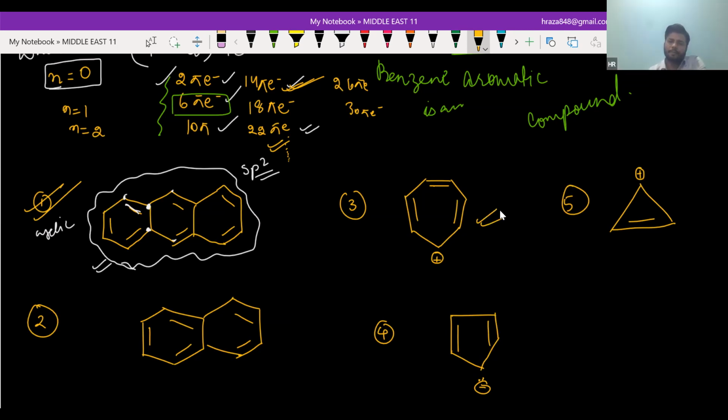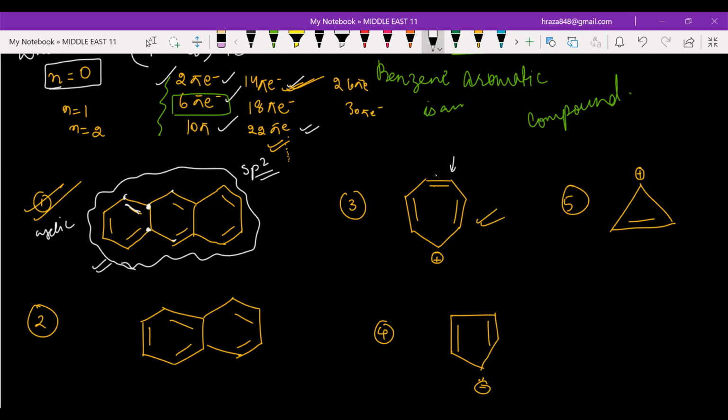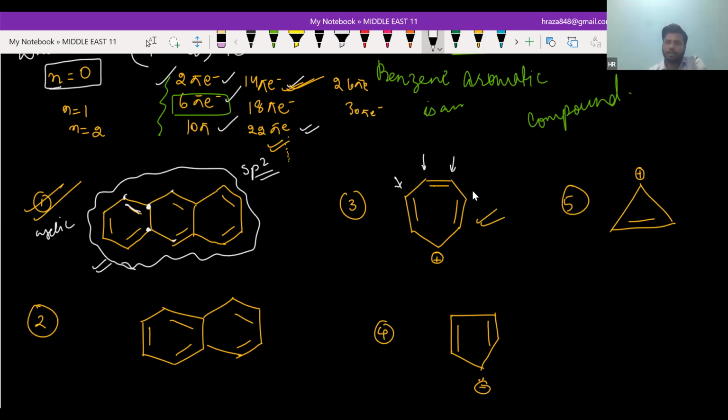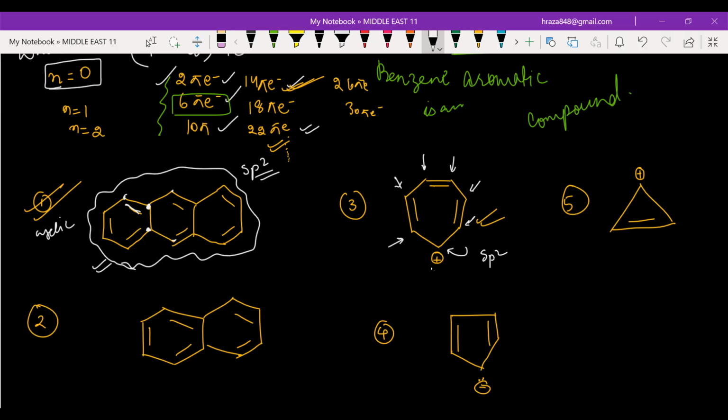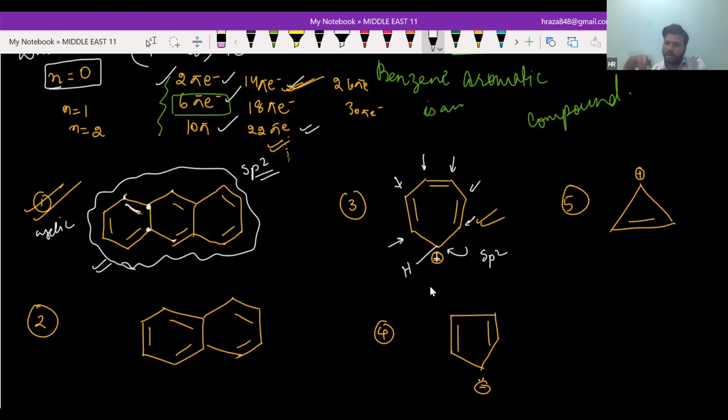Cyclic or not? Yes, it is cyclic. This is sp2. This is sp2. This is sp2. This is sp2. What is the hybridization of this? It is also sp2. Why is it sp2? Hydrogen will be here, but there is a positive charge. That means an electron on the carbon is lost, so it has 3 sigma bonds. That means sp2.